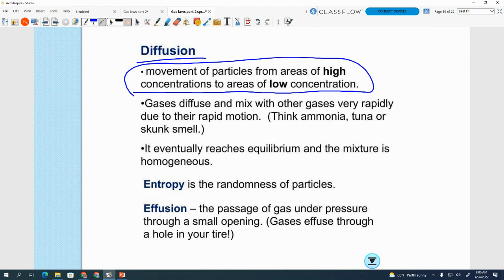You've all experienced diffusion before. So if I had some Axe spray or body spray and I sprayed just one squirt over here in this corner, eventually you would smell it in the whole room. Or if one person in this room has gas, it would probably spread, even if you try to sneak it out.